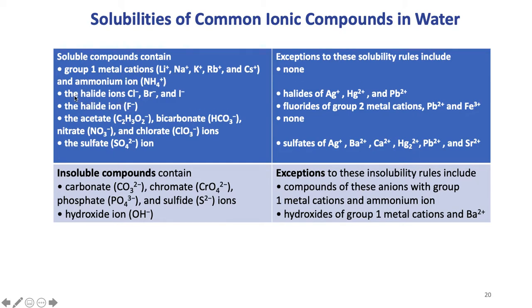What about this rule, the halide ions? This is group 7 ions. These ions are always soluble unless they are paired up with silver, with mercury, and with lead. So if I have sodium chloride or calcium chloride or magnesium chloride, those are soluble. But if I have silver chloride or if I have lead 2 chloride, those chlorides are not soluble because these are exceptions to the solubility of the halide ions.